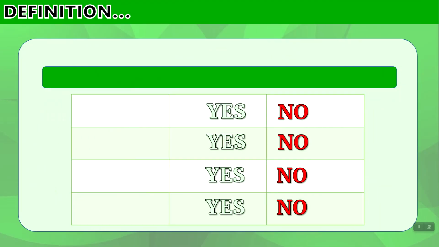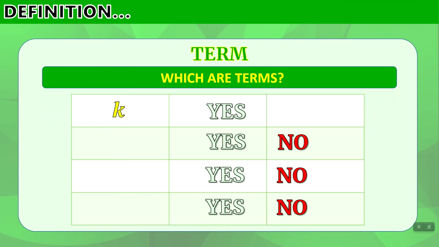So let's see whether these are terms or not. Which one of these are terms? K, is K a term? Yes, it's a term because it is a letter. 15G, is that a term? Yes, 15G means 15 times G, and it is a term.